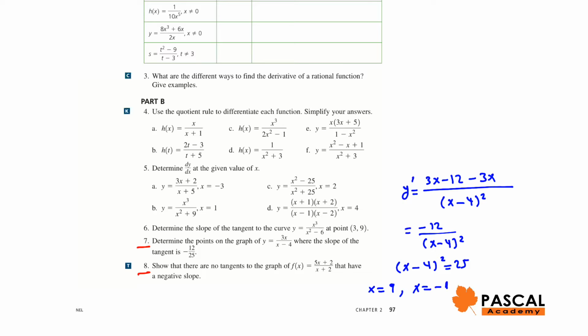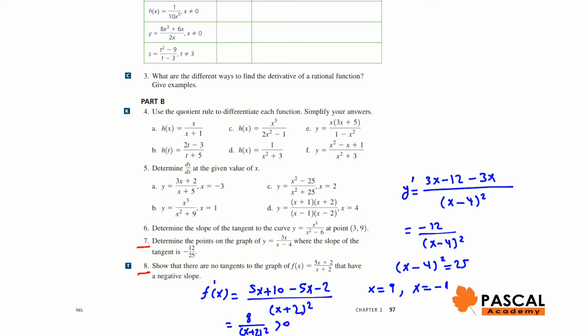Question number 8. Show that there are no tangents to the graph of f of x equals 5x plus 2 over x plus 2 with negative slope. We find the derivative of the function. Derivative of numerator is 5 times the denominator is 5x plus 10. Derivative of denominator is 1 times the numerator is minus 5x minus 2 over x plus 2 to the power of 2, which is 8 over x plus 2 to the power of 2.